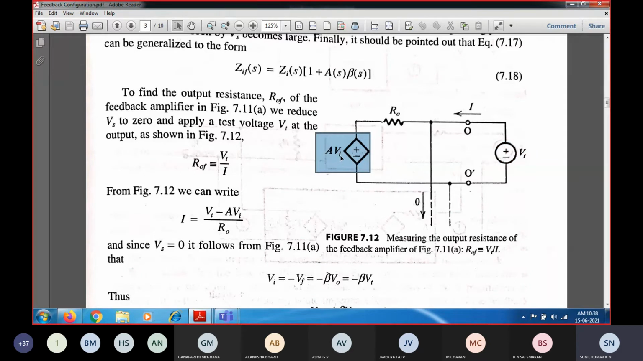So the error voltage is not equal to 0. Okay? So the error voltage is given by what? Vi will be equal to Vs minus Vf. Since the feedback voltage is still there, I cannot write Vi equal to 0. Vi is not only dependent on the Vs term, it is also dependent upon the output of the feedback.